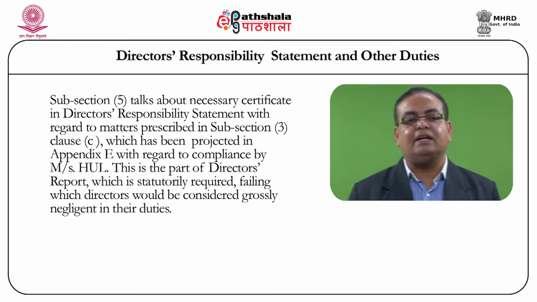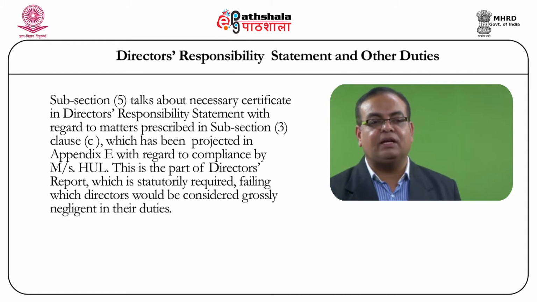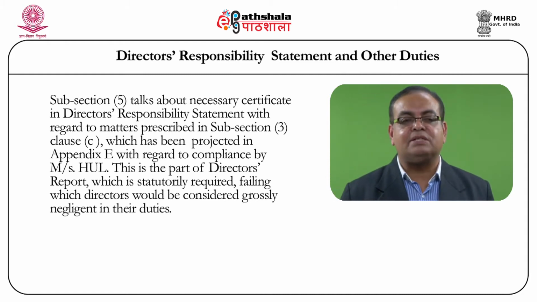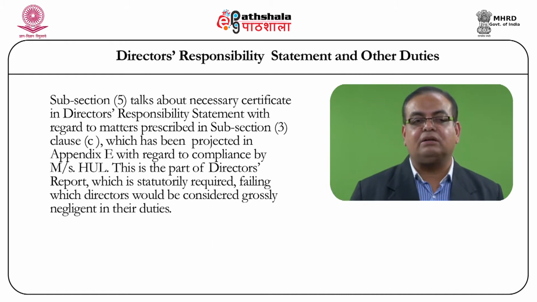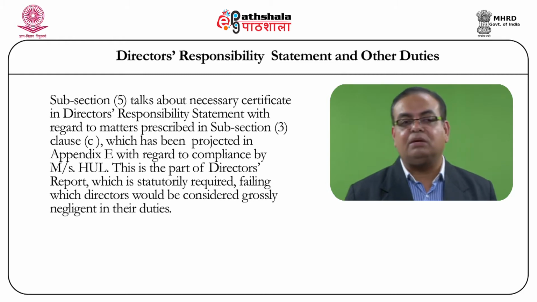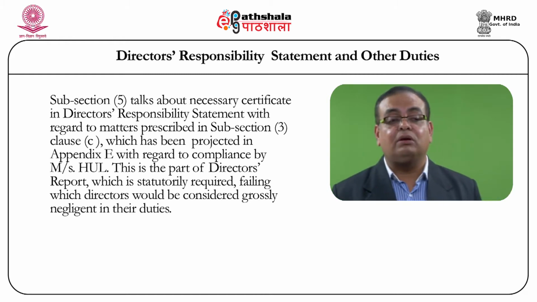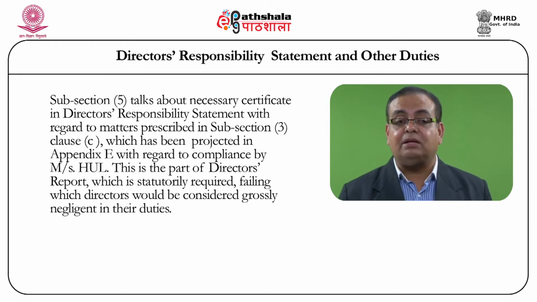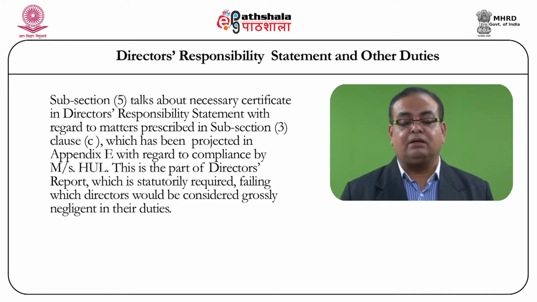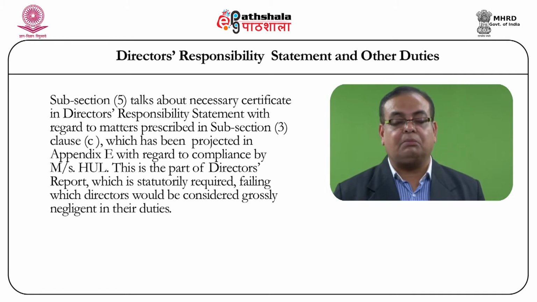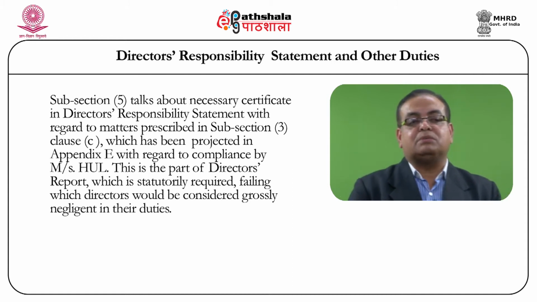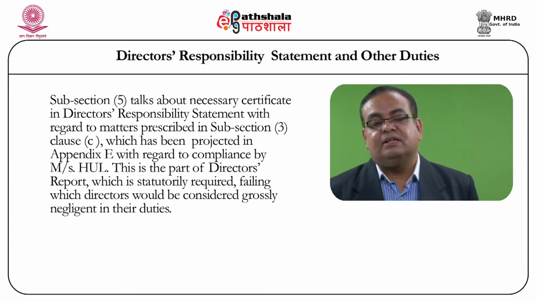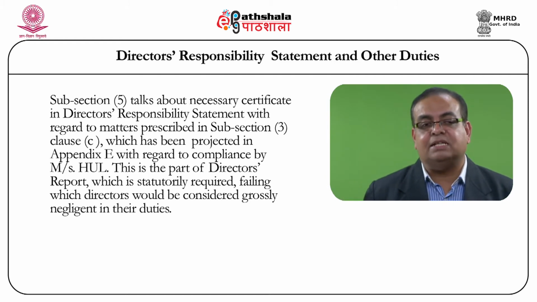Okay. So, suppose something is noted subsequently, that they have changed the policies, or they have followed a wrong practice which is not prescribed by the accounting policies, which is not complying with accounting policies, then in that case how is the law going to catch the directors? So, based on the certificates, because the directors themselves write that everything is okay, everything is correct, like they have consistently followed. So, this particular subsection talks about necessary certificates given by the directors in the director's responsibility statement.